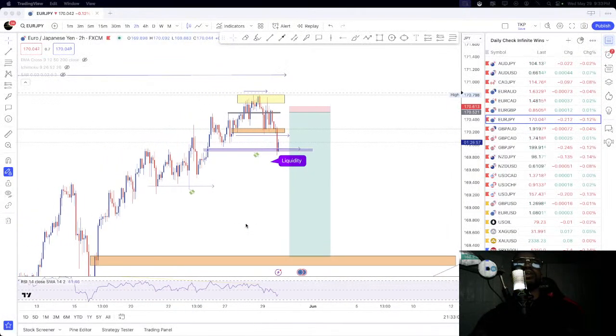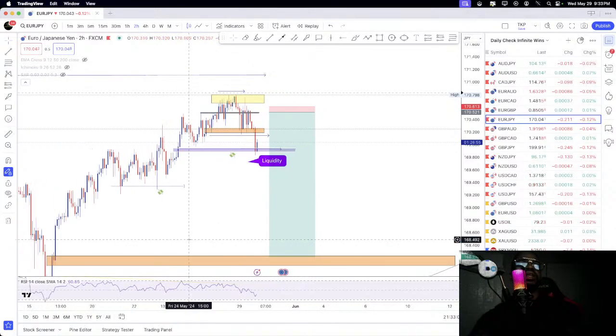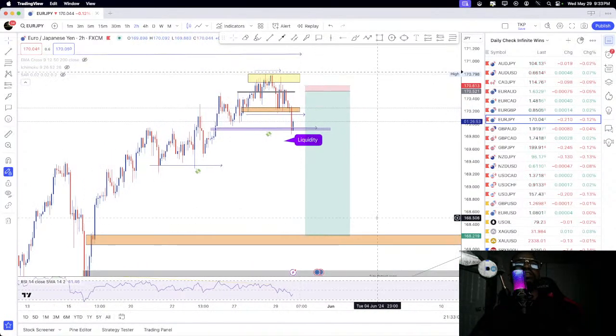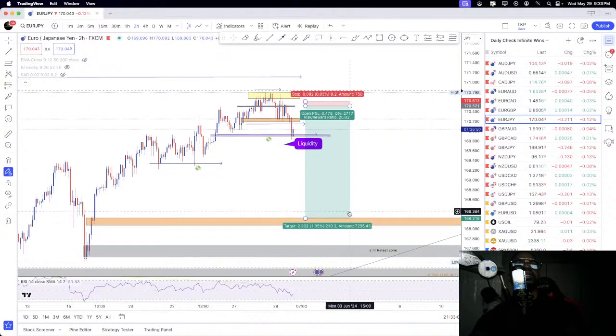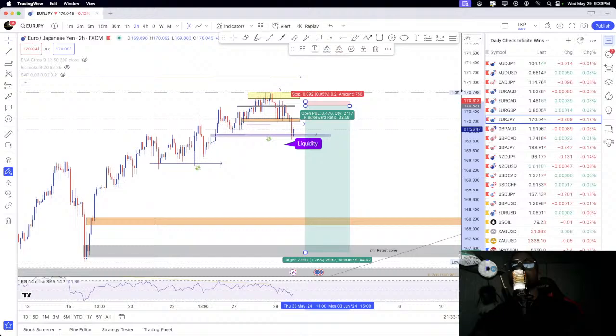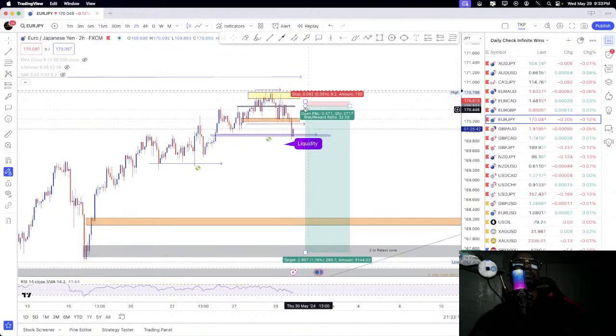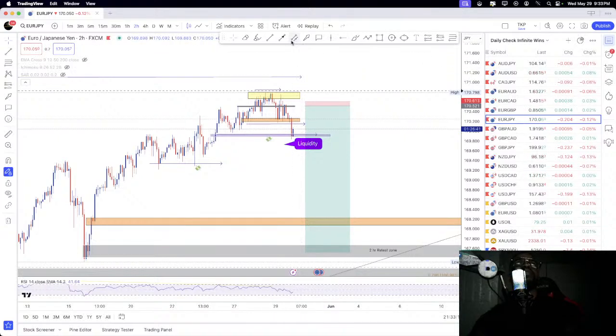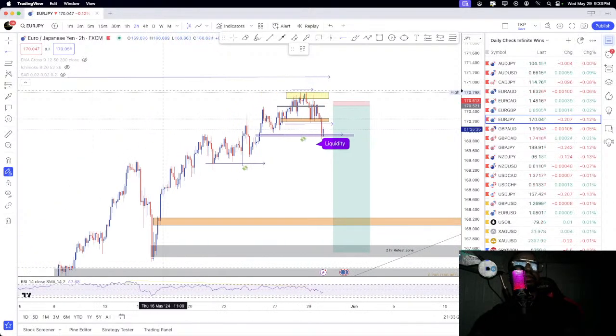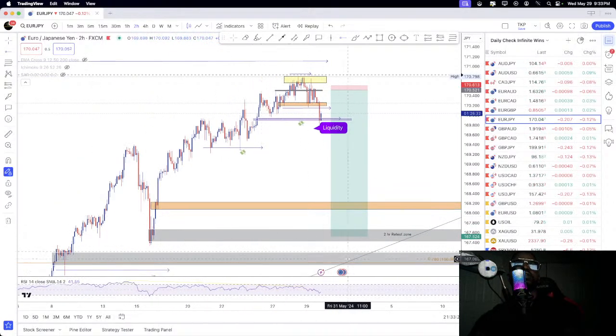So from here, we are going to take this thing down here. Y'all hurry up, you guys. Let's get some targets. Let's go to the 786.